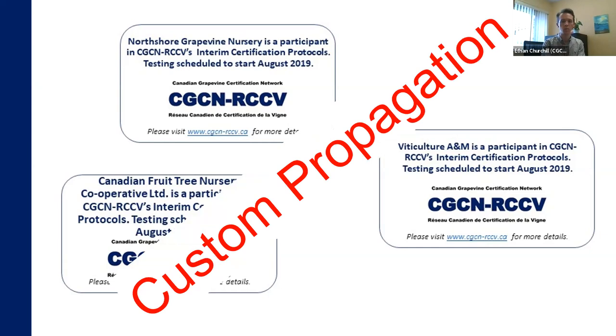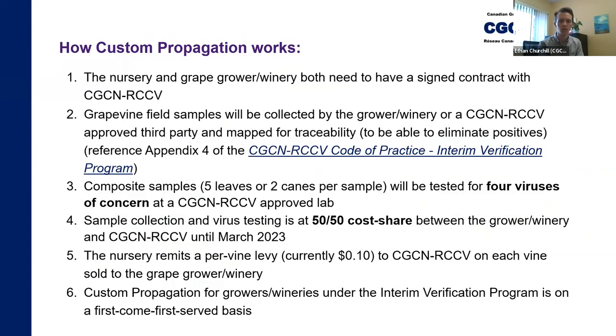CGCN, as I mentioned, has also opened up this program to growers and wineries directly for custom propagation, which I'll explain very briefly right now. So the way this works, essentially, it's a three-way agreement between CGCN, one of our partner nurseries, and the grower or winery who are looking to have the propagation done. So there's a contract and a proven relationship between the grape grower slash winery and the nursery. The grower or winery agrees to pay for the testing, collection, and mapping of the propagation block, with the asterisk that it's a 50-50 cost share up until the end of March 2023.